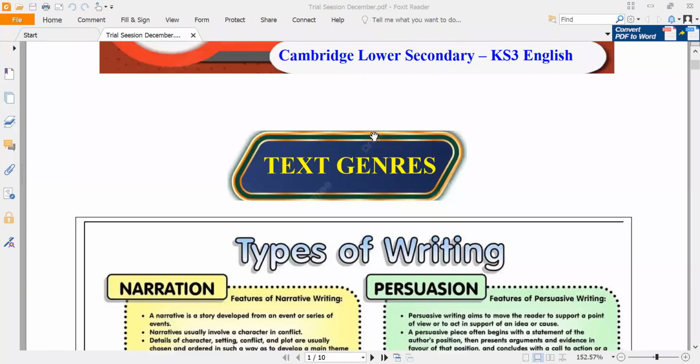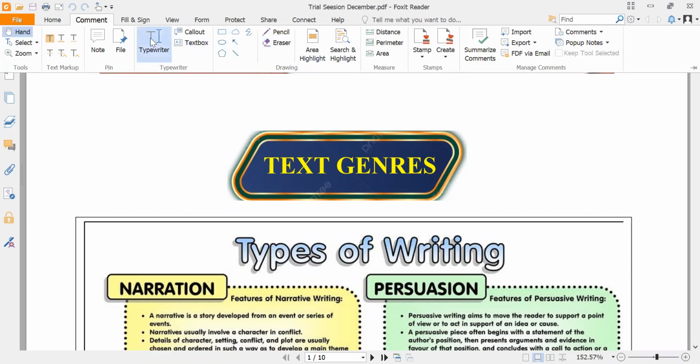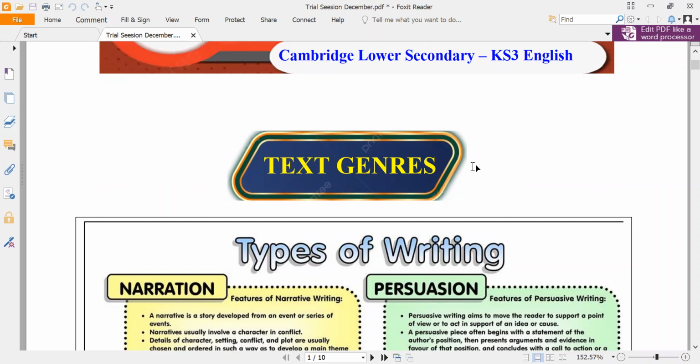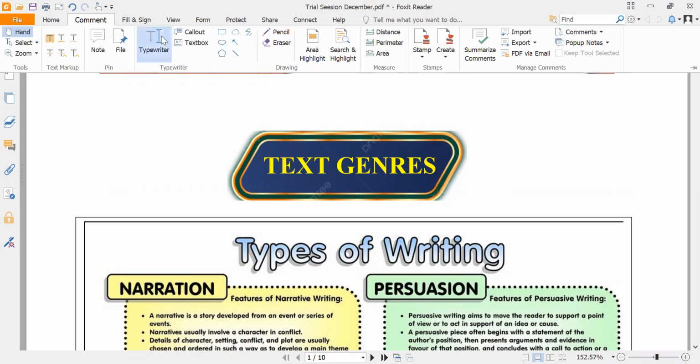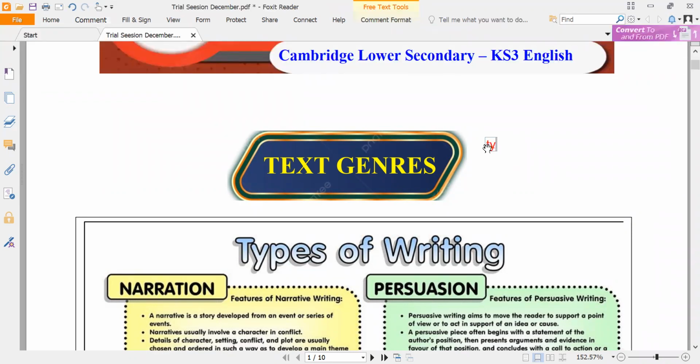Of these four topics, it can be one of these four types. The type of writing or the type of text is named the text genre. So first of all, again, what is text genre? It's the type of the text, as I wrote on the screen.